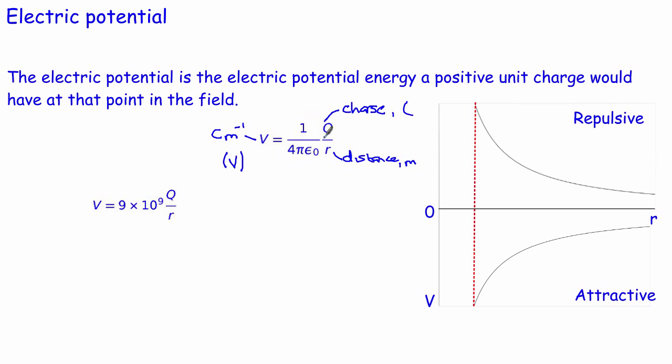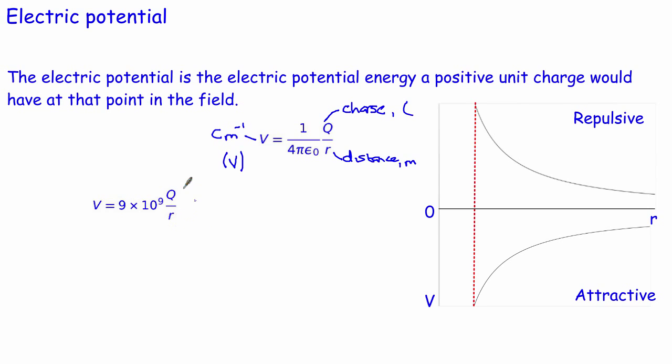Now we can make this equation simpler because we know that this whole thing here, the 1 over 4 pi epsilon naught, is a nice easy number to remember. It's 9 times 10 to the 9. So our equation for electric potential simply becomes this here.